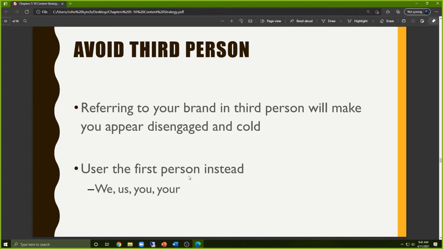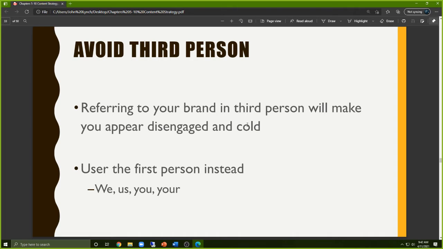If you are advertising your company, it's you. So make sure that you're not talking about it like something else. You want to make sure that the customer can relate to your company, can relate to you and the product you're trying to sell. So make sure that you use the us, you, your, we. Make it very personal and first person, and don't appear disengaged and cold as it says here.